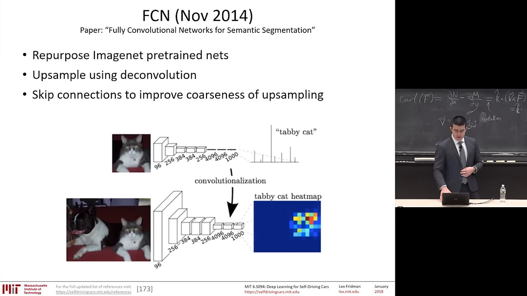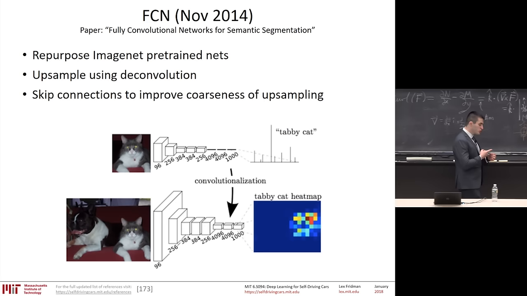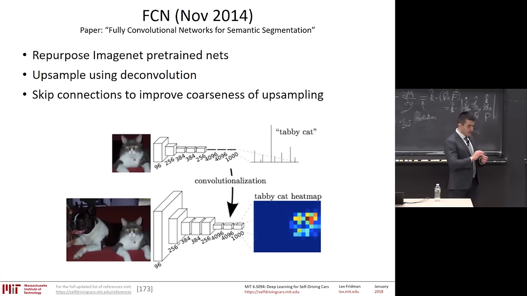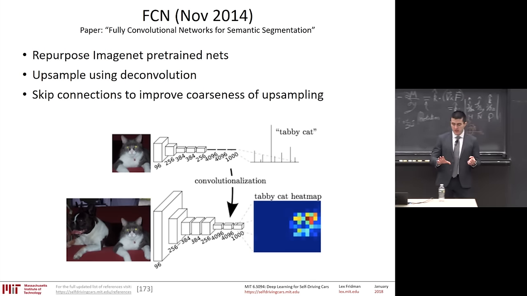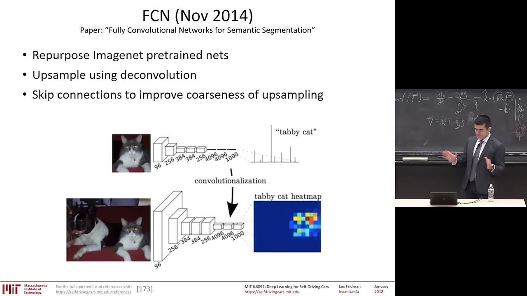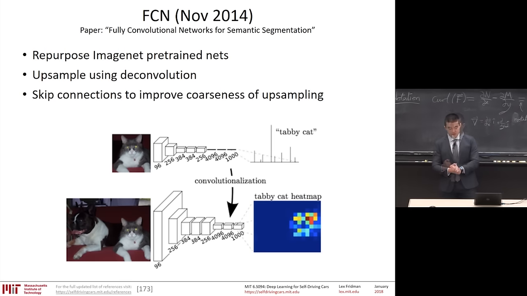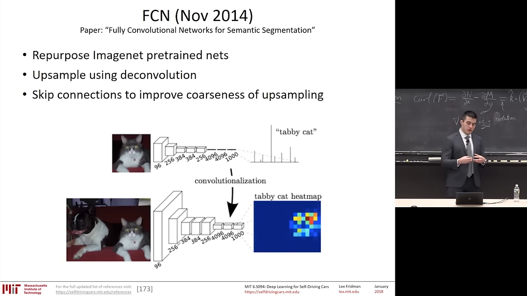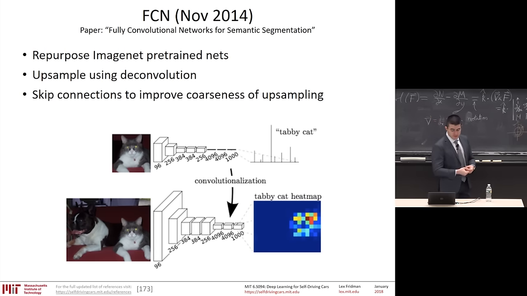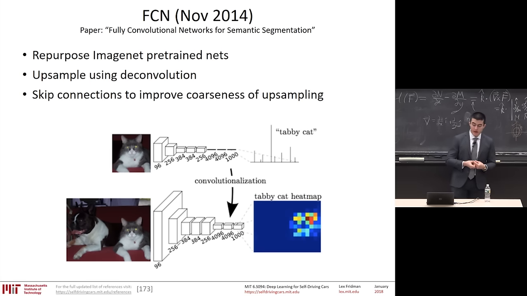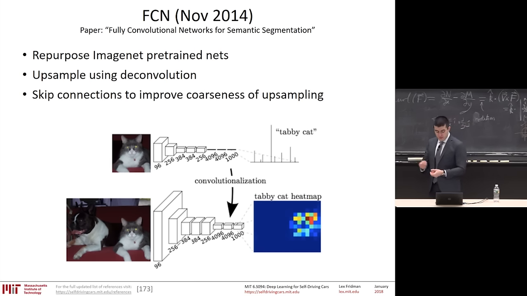Skip connections to improve coarseness of upsampling. There's a few tricks. If you do the most naive approach, the upsampling is going to be extremely coarse, because that's the whole point of the neural network. The encoding part is you throw away all the useless data to the most essential aspects that represent that image.